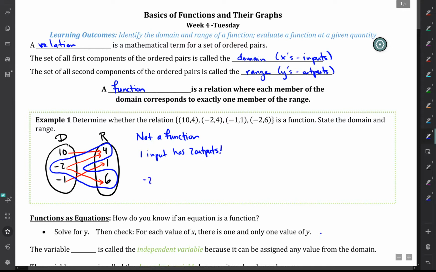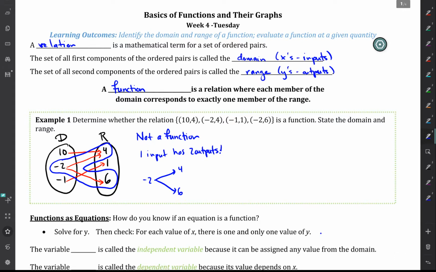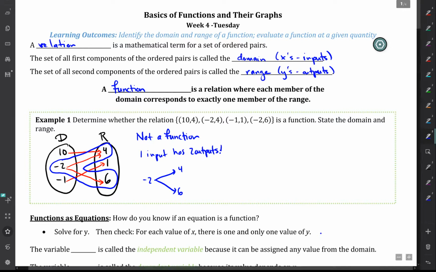Let me draw this again. So whenever you see one input going to two different outputs, this is not going to be a function. And the reason for this is, you can think of functions as being things that will communicate with computers. If you were programming a computer so that whenever it eats the number negative 2, you'd want to be able to just give it one rule and say, okay, negative 2 is going to map to 4 no matter what. But when you give negative 2 to this relation, sometimes it kicks out a 4 and sometimes it kicks out a 6, and the computer won't know what to do. So anytime that you see two arrows coming out of the same input, that's a bad thing.